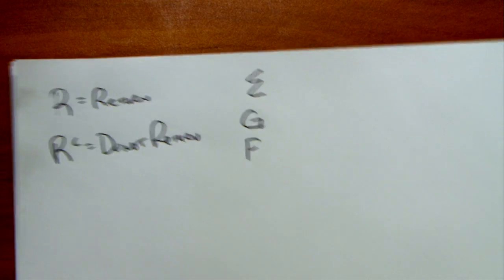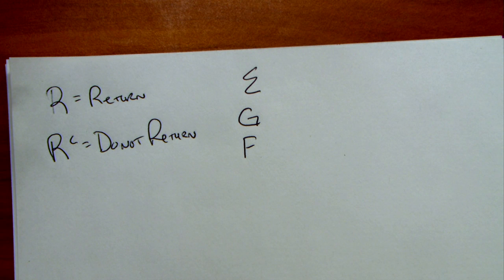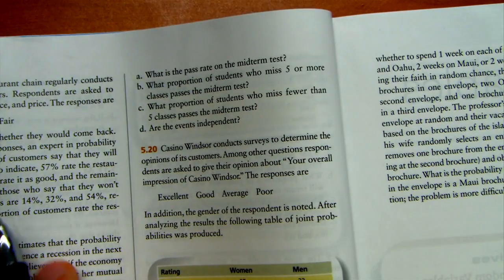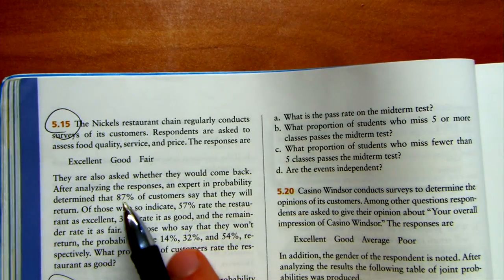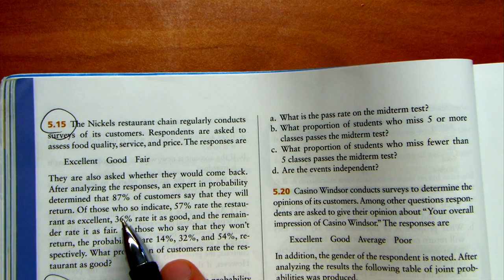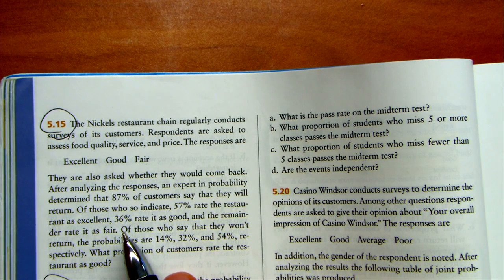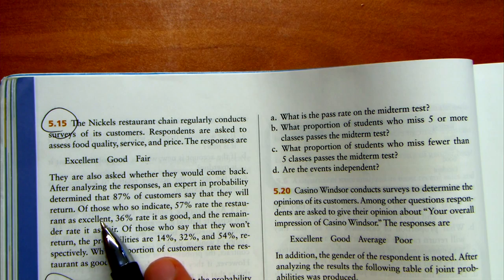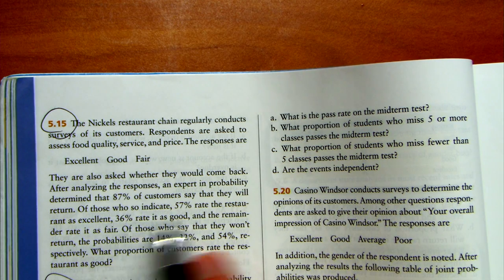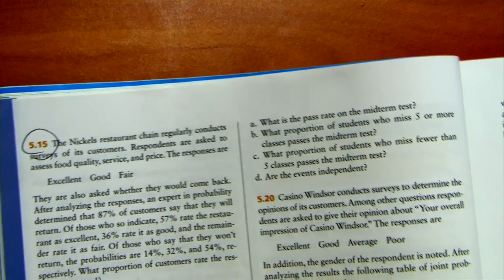Now the first thing we have to determine is what happens first on the tree. Not necessarily what happens first in real life, but what happens first on the tree. If we look at this, it says overall probability is 87% of customers say they will return. That's an overall probability. That's not a conditional probability. So that's going to be the first branch because look, these other ones, of those who so indicate, that means given that they will return. These are second branch or conditional probabilities.